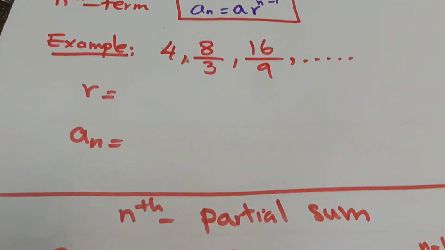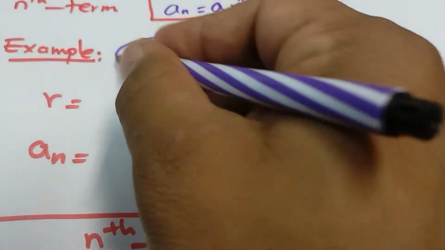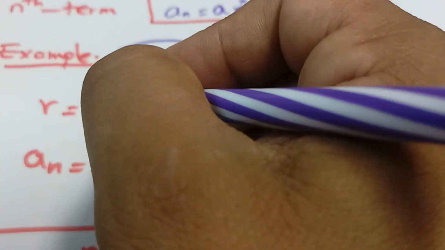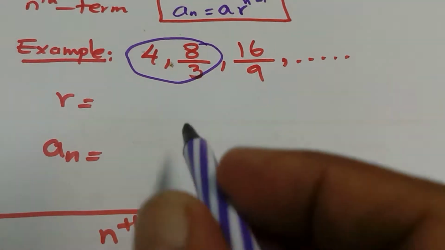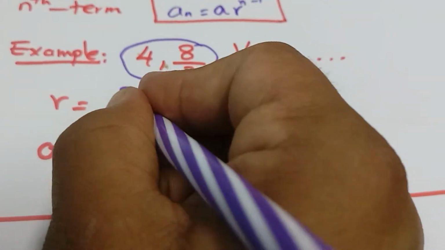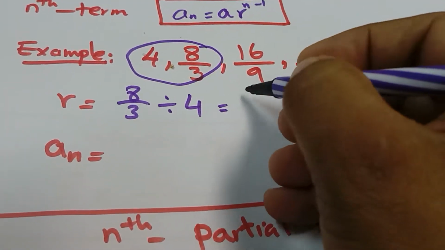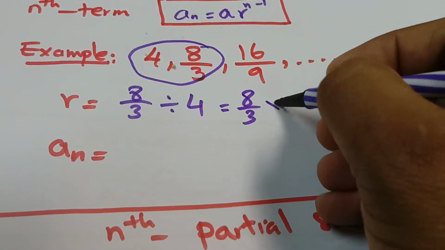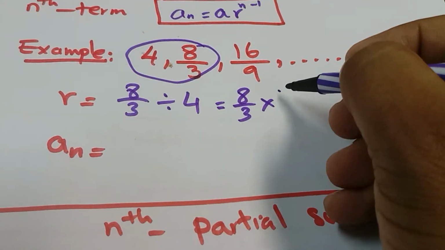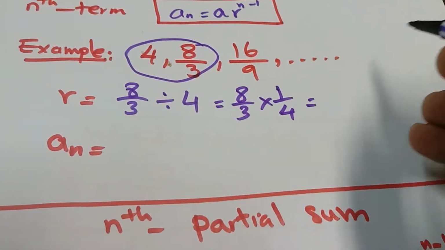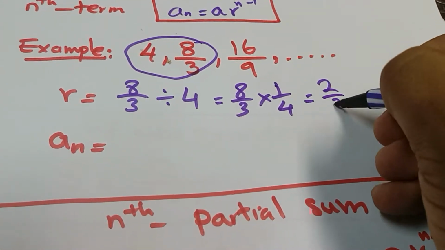Now, if we wish to use this formula, then we need to find the ratio. This sequence is given to me, it's geometric. So we need to divide 8 over 3 by 4. That's 8 over 3 multiplied by 1 over 4. That is just equal to 2 over 3.